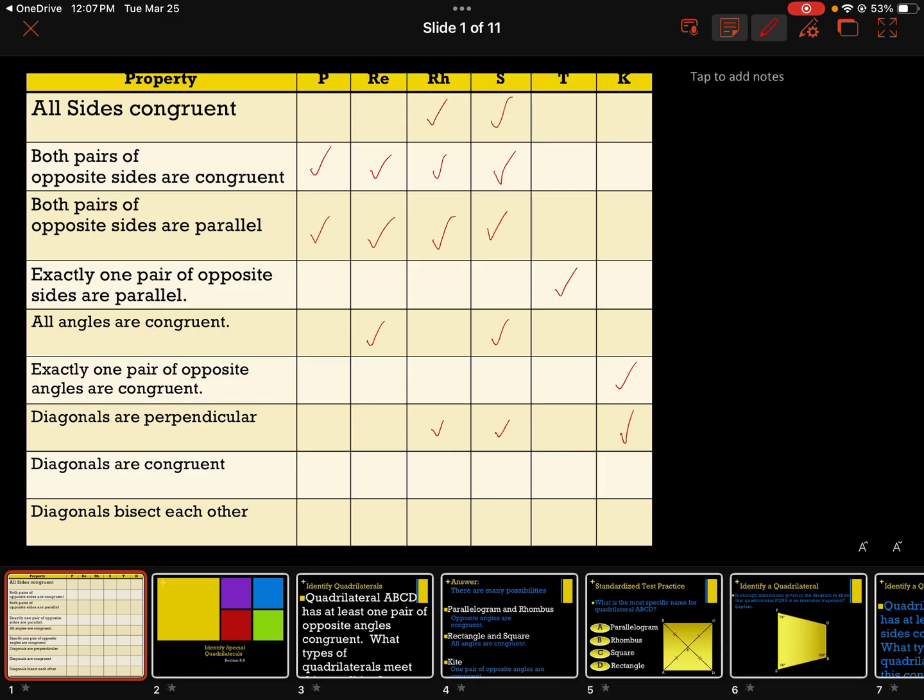Diagonals are congruent in a rectangle and every other type of rectangle. And diagonals are also congruent in your isosceles trapezoids. We'll kind of sneak that in there. That's cheating, I guess, a little bit. But diagonals bisect each other. That works for parallelograms and every other type of parallelogram.